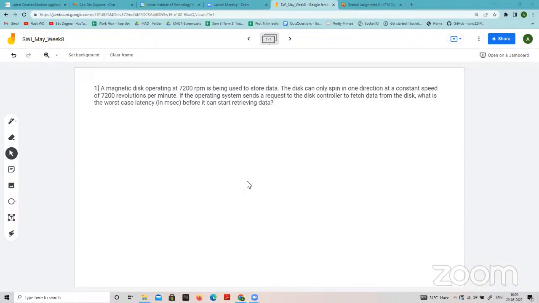Can somebody unmute and tell me what it is that we're trying to ask? What is this disk? What is this magnetic disk? Why are we trying to fetch data? From where does this latency come? What is the spinning speed and all? Right. So this is what we need to understand in this question. If this is clear, then most of the things will be clear.